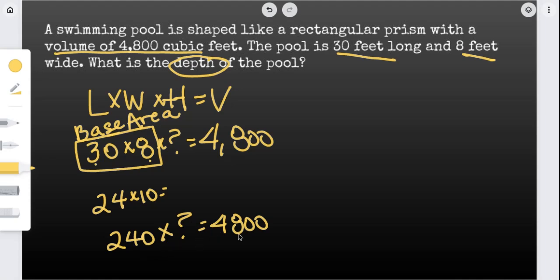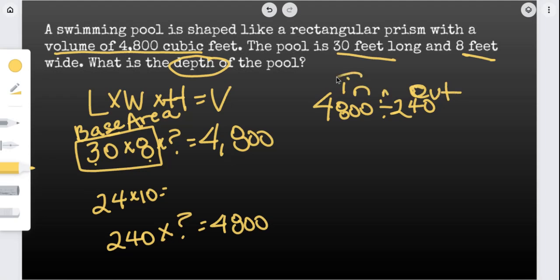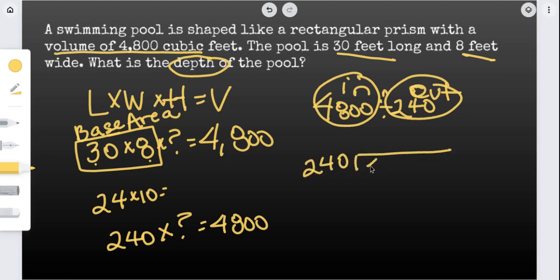240 times something equals 4,800. So again, we'll use our division because multiplication and division are so closely related as opposites. So I'll start over here by saying 4,800 divided by 240. Remember to use in and out. Circle them up. And then go ahead and get it set up. 240 divided into 4,800.